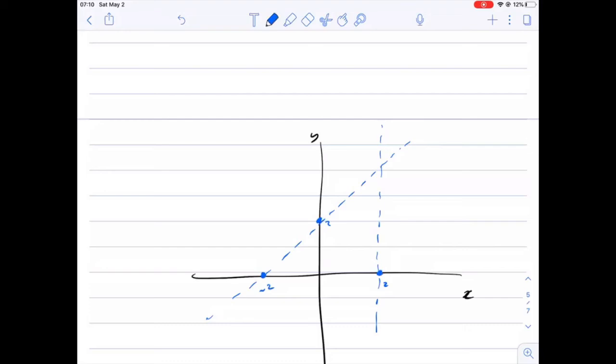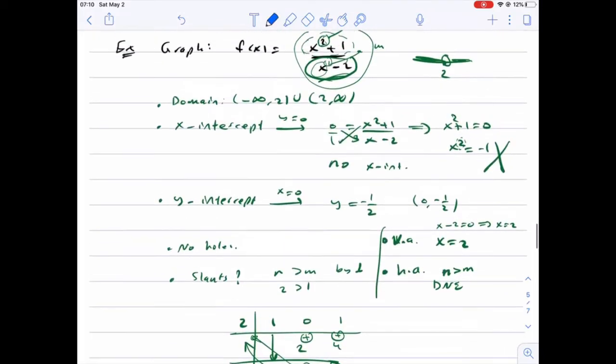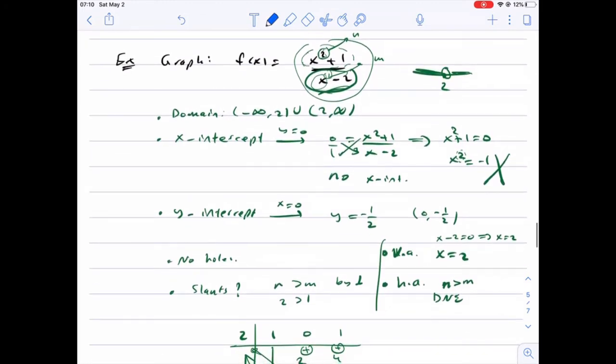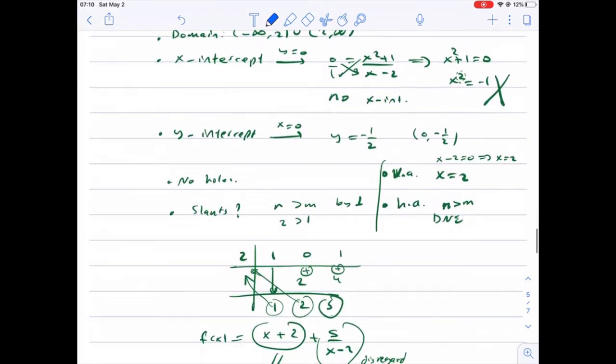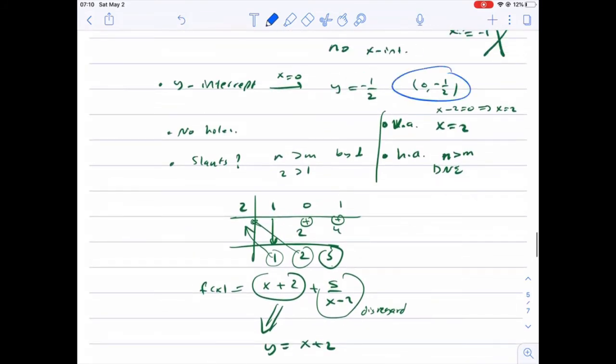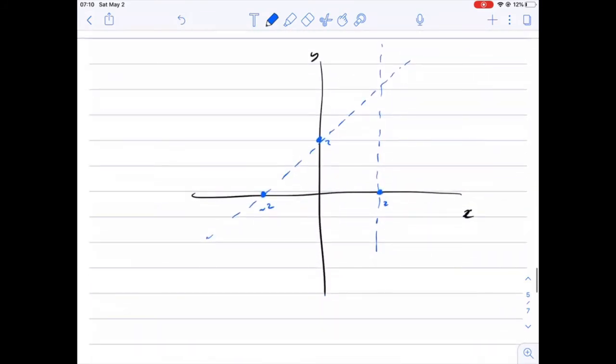Now we graph the function. Now to graph the function, we need to determine the x-intercepts, y-intercept. We don't have x-intercept, but we have y-intercept at (0, -1/2). So (0, -1/2) here. So this is (0, -1/2). And now the graph looks like this. It's closer and closer to asymptotes.